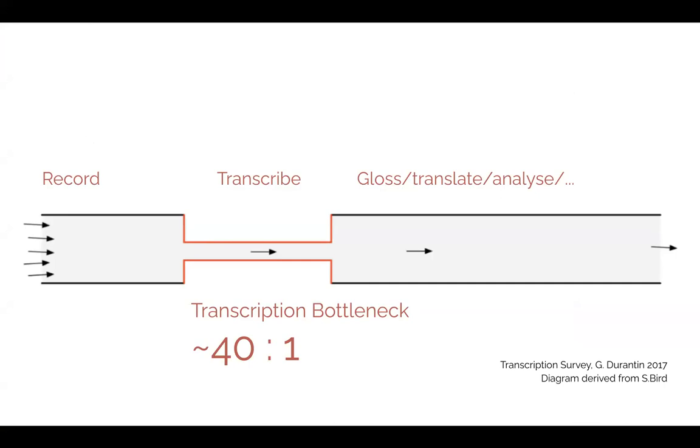So some years ago, a transcription survey of linguists within the group found that on average, it took people 40 minutes to transcribe 1 minute of audio. For some people, it was longer, 250 minutes, and for some people, it was shorter. It depended on the fluency of the person doing the transcription, depended on the quality of the recordings. But however it happened, it tended to be quite a slow process.